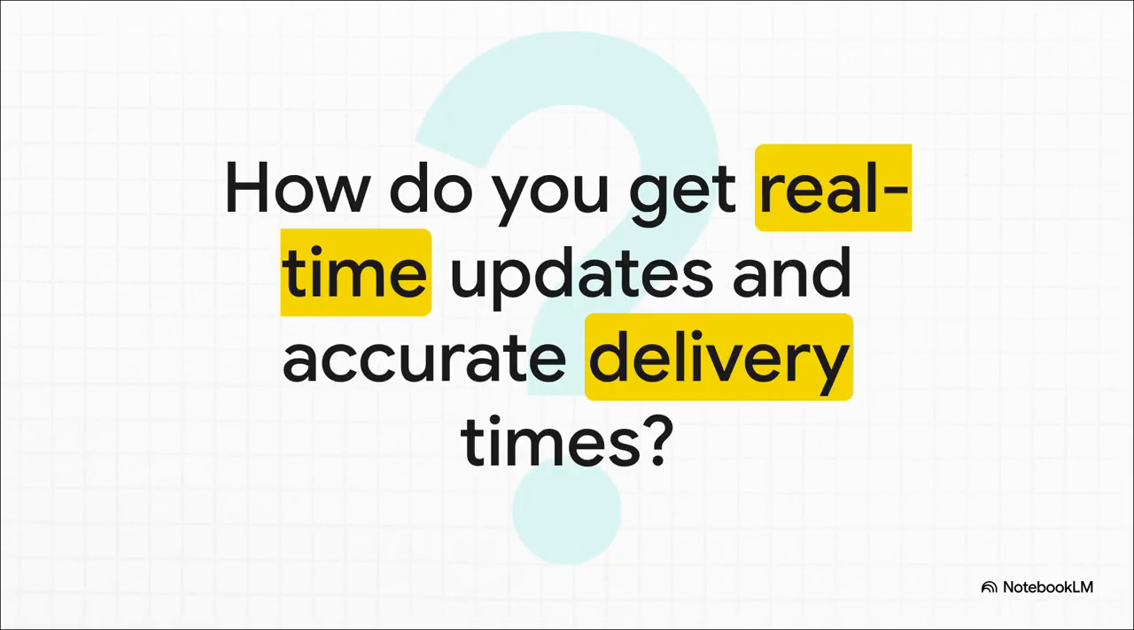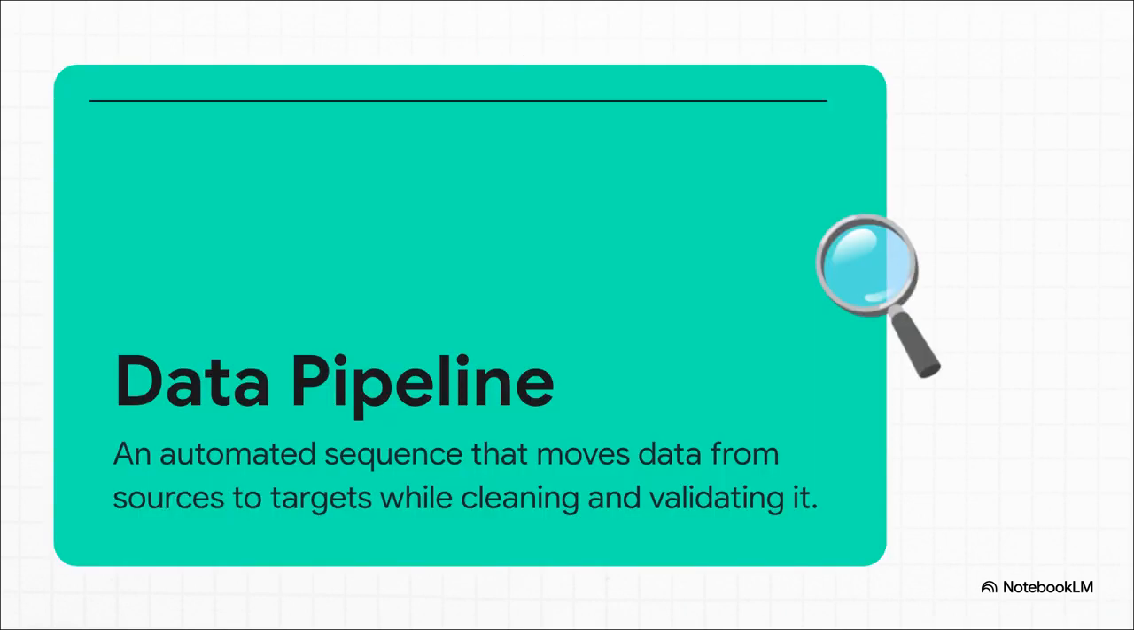You know how you can see that little car icon moving on the map, and you get a pretty accurate delivery time that updates itself? Well, that whole smooth experience, that's not magic. It's all being powered by a constant, invisible flow of information. And that flow of information, that's a data pipeline.